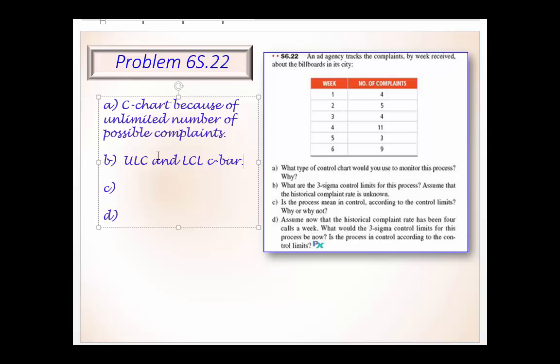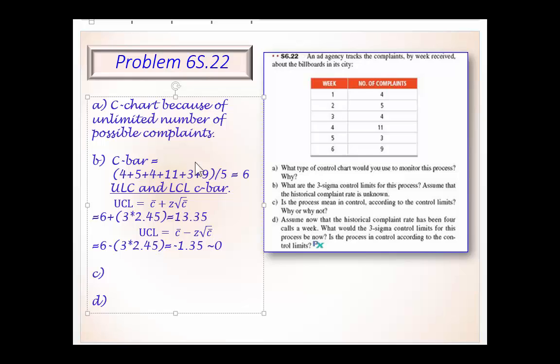I'd like you to do this on your own, pause this video, do it, and then I'm going to do it as well, and then you can check your answer against mine. So you can see first I calculated C bar as the sum of 4 plus 5 plus 4 plus 11 plus 3 plus 9. I divided that by 6 because I had 6 days, and this sums up to 36, and thus 6 is my C bar.